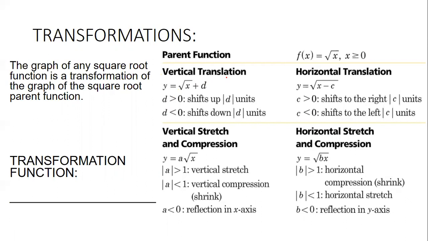So first we have our vertical translation. Our vertical translation is going to affect the y values, which means it's going to affect your range. Okay. So if you have a number that's being added or subtracted outside of the square root, that's a vertical translation. If it's being added, it's going to go up. If it's being subtracted, then it's going to go down. That's why it says d is greater than 0 and d is less than 0, because they're either going to be added or subtracted.